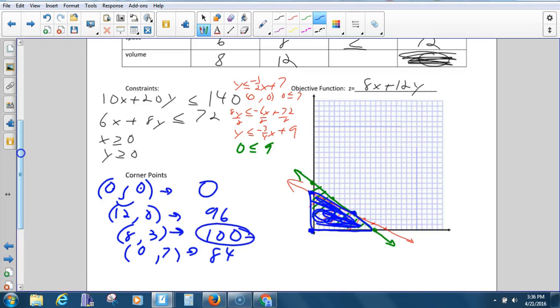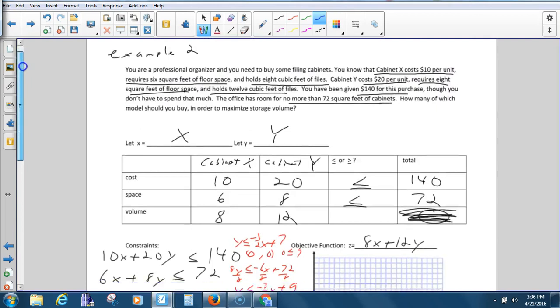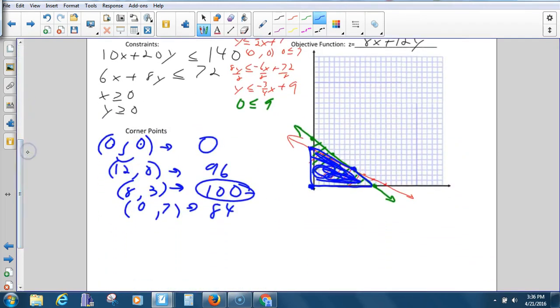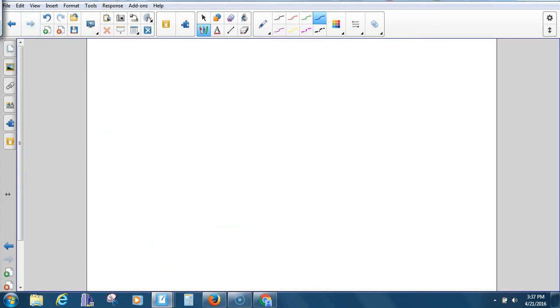So what does that mean? Well, we go back to our x and y, and we're talking about cabinets. So that means we're going to get maximum volume from 8 x cabinets and 3 y cabinets. And that maximizes our volume in this situation. And there you go. Putting it all together.